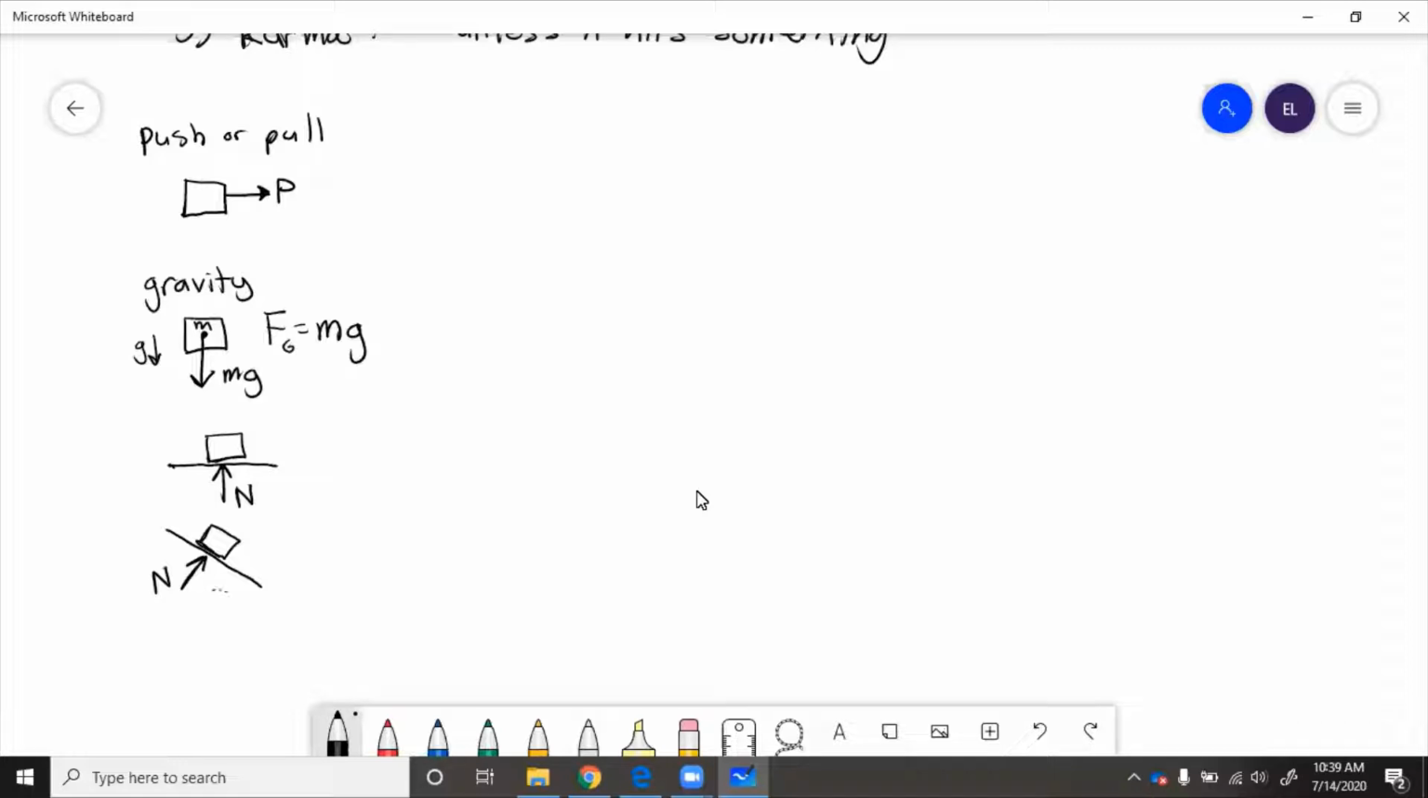Now let's say the surface is at an angle of theta. This normal force is equal to the weight, mg, times cosine of the angle. In this case, that angle is 0, cosine of 0 is 1, so N equals mg. The normal force equals the weight.